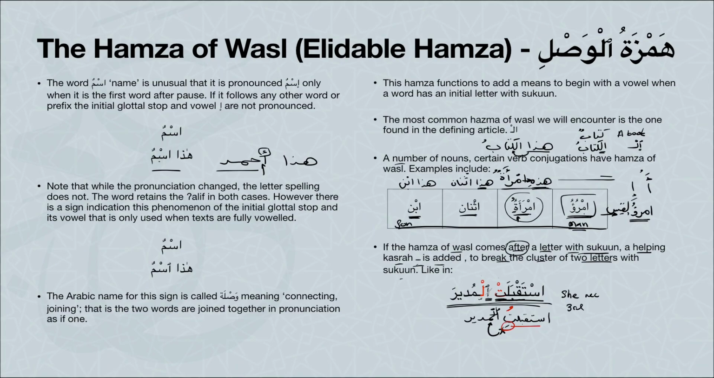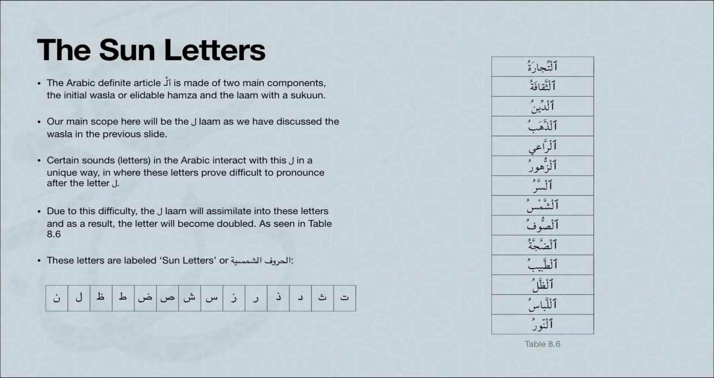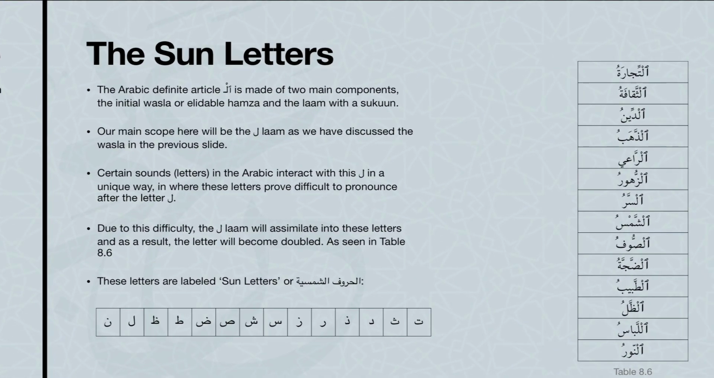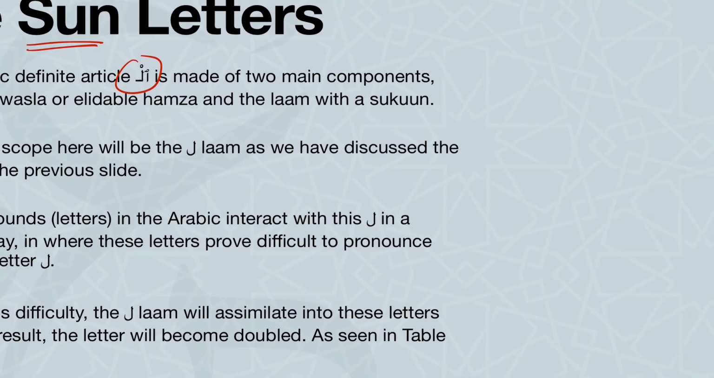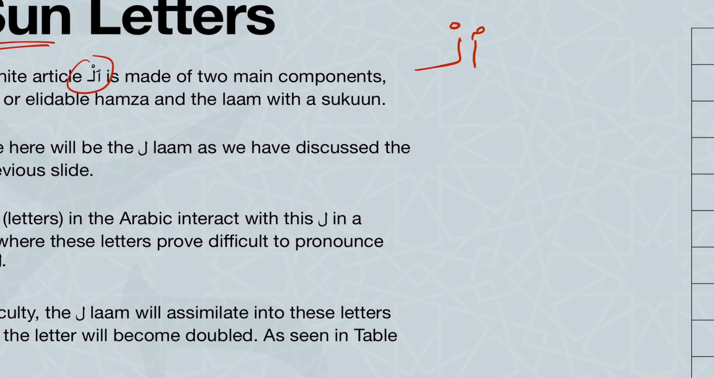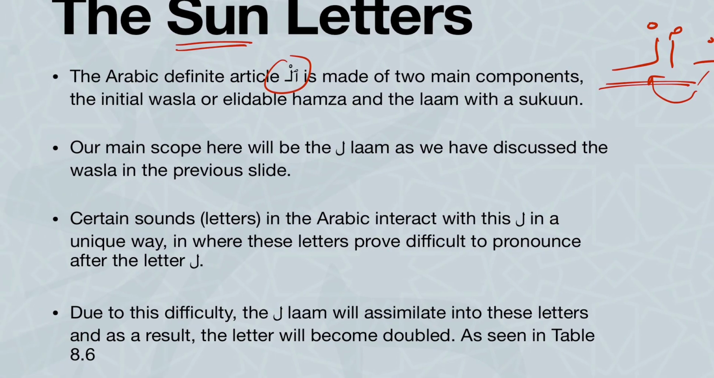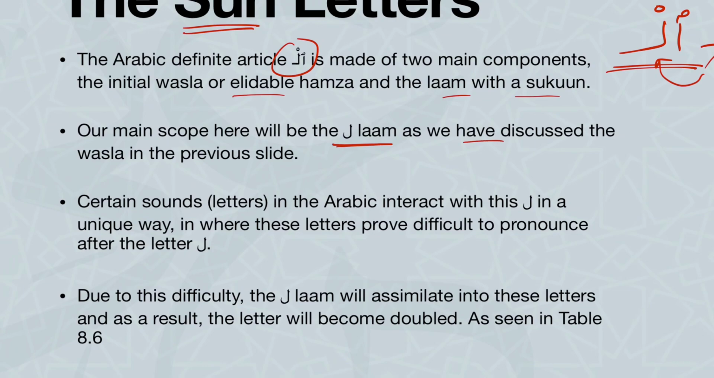But now, if we jump from the hamzat al-wasl to the intricacies of the sun letters, the sun letters have a very intimate relationship with the lam of al-ta'rif. So we look at the al-ta'rif and break it down into an alif with wasla and a lam that has sukun. As we've seen before, if it comes after something that has sukun, it will receive a helping kasra to allow me to pronounce the lam. Our main scope here will be the lam, as we have discussed the wasla in the previous slide.